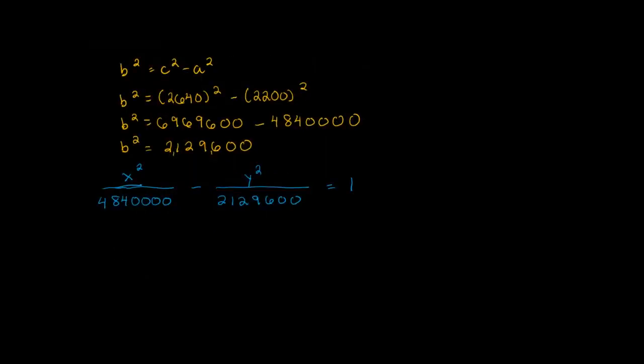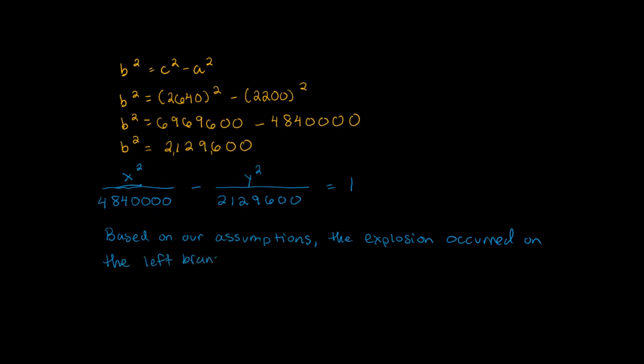So what we can say is, based on our assumptions, so we had to make some assumptions with our picture and everything, the explosion occurred on the left branch of the hyperbola given by, and then we have our equation.